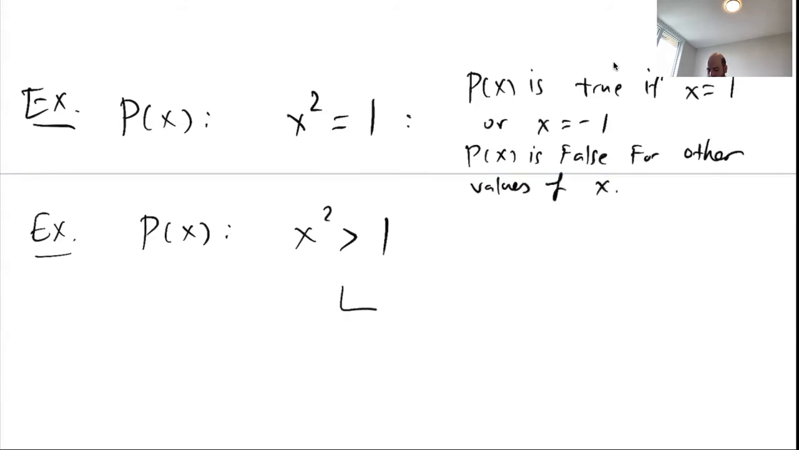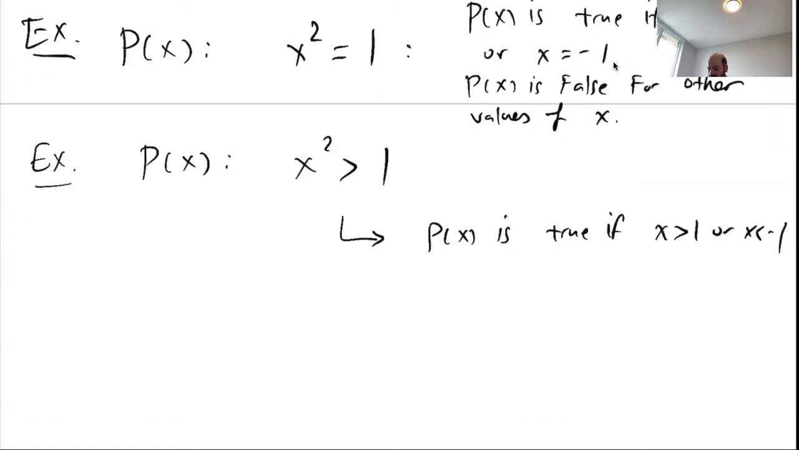This one here, p of x is true if x is bigger than 1 or x less than minus 1, right? The solution for this inequality is a simple pre-calculus question. The solutions for x squared bigger than 1 are the values of x bigger than 1 and values of x less than minus 1.